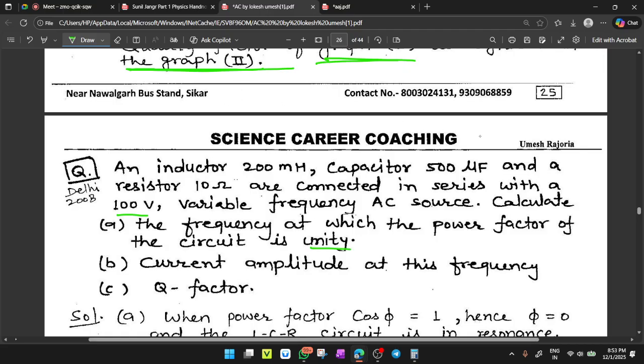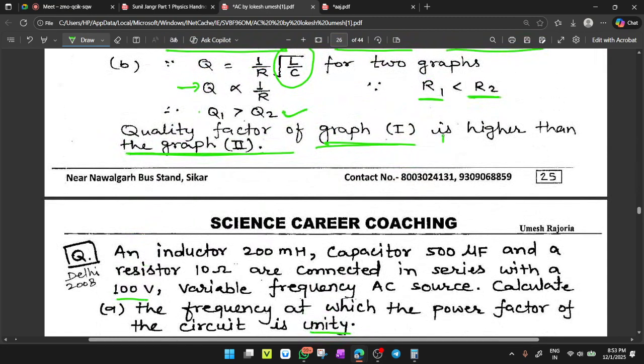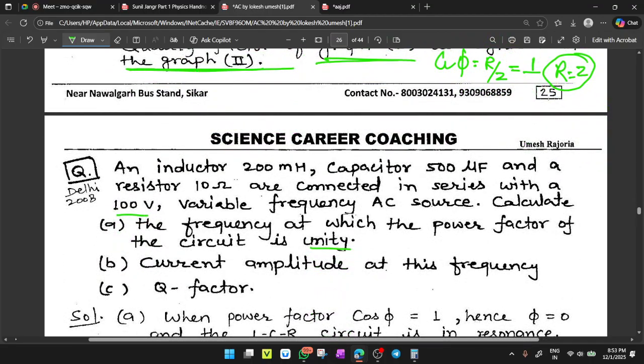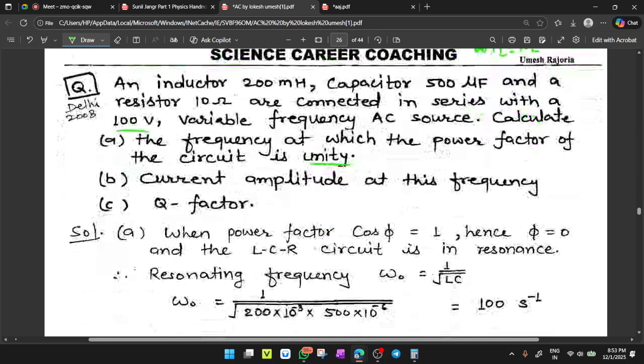Power factor of the circuit is unity means cos phi equals R by Z. We have seen power factor cos phi equals R by Z. So whenever R upon Z becomes unity, meaning 1, this means R equals Z. So they ask about the condition of resonance. Whenever the resistance is equal to the impedance, that is at the condition of resonating frequency. So you have to find the condition XL equals XC. This will be the condition, so power factor becomes unity.